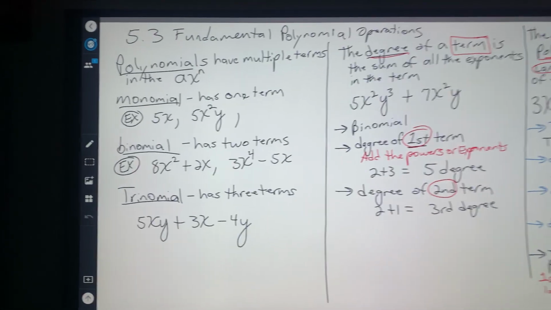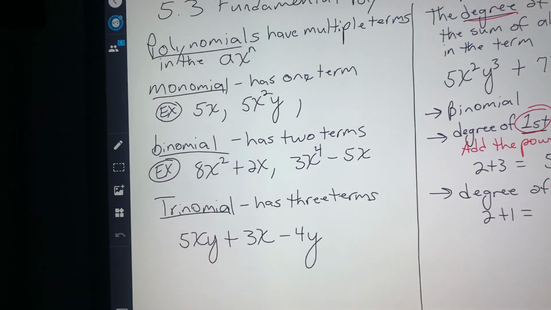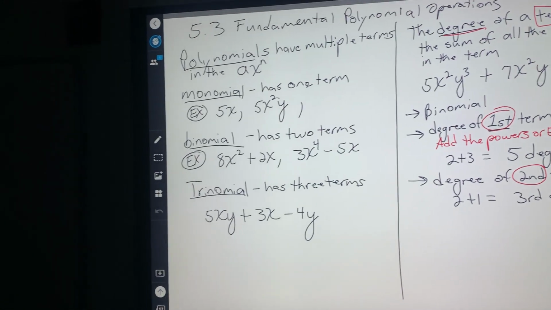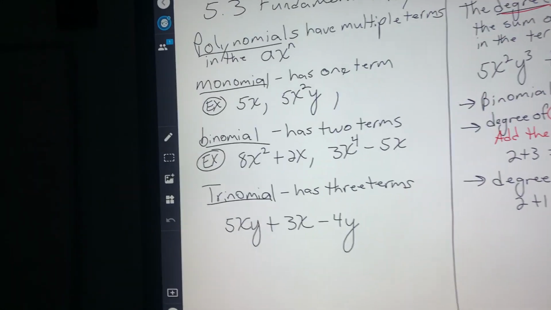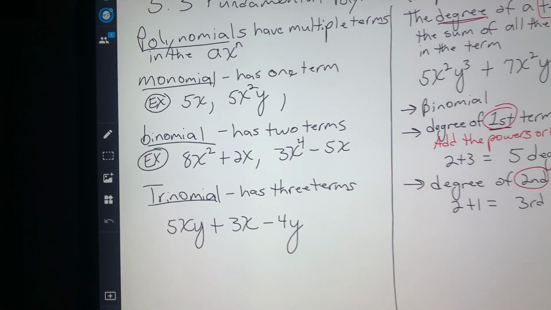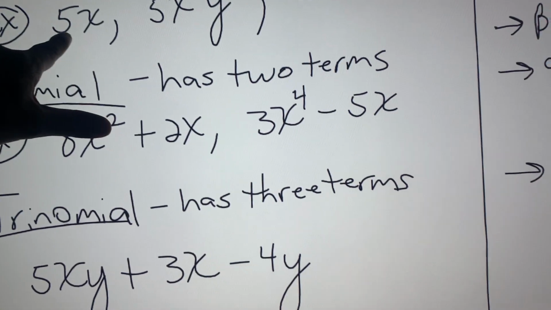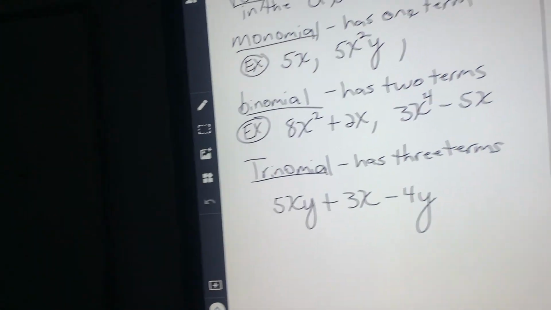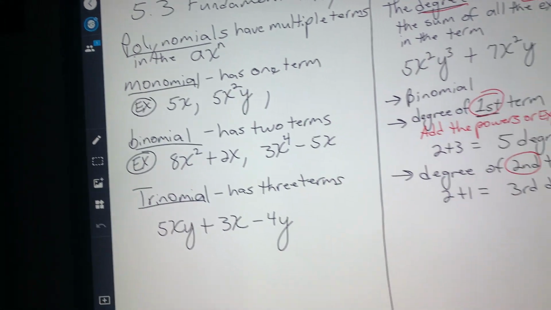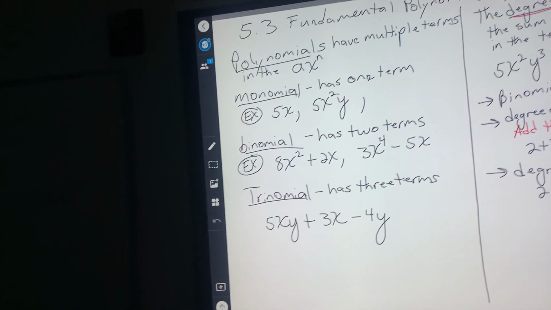And in 5.3 we have polynomial operations. Polynomials have multiple terms in the form of a times x to the n power. There are different types of polynomials. A monomial has just one term. So 5x, for example, is just one term. 5x squared y is one term. Those are examples of one-term polynomials.